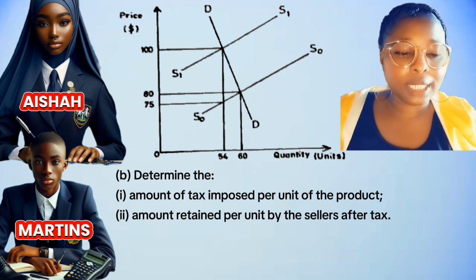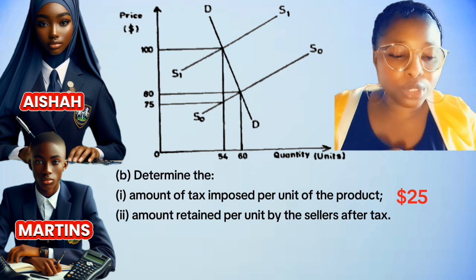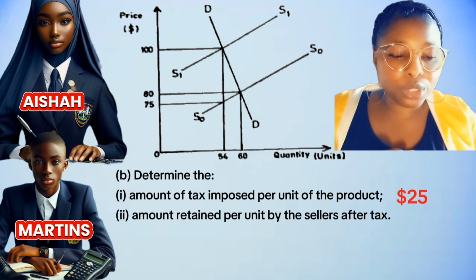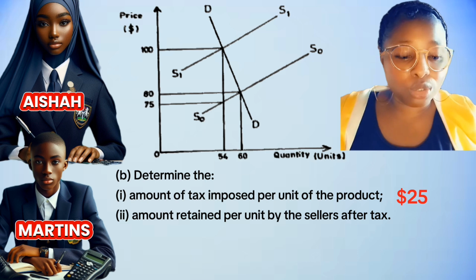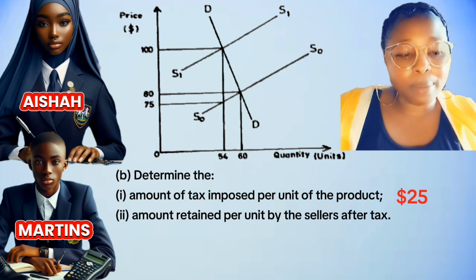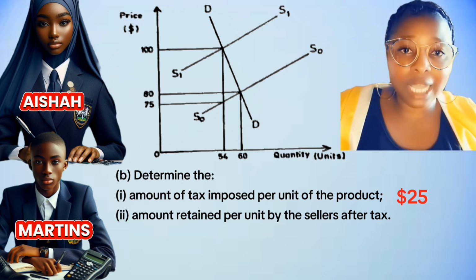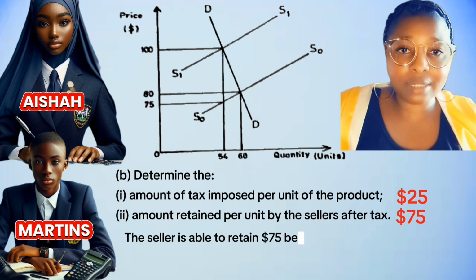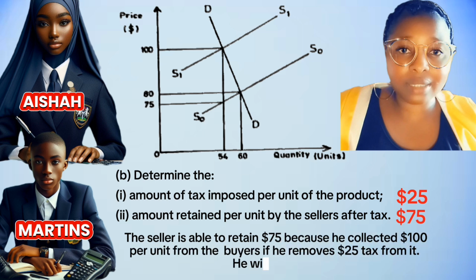1B, determine the amount of tax imposed per unit of the product. The amount of tax imposed per unit of the product would be $25. Roman figure 2, amount retained per unit by the sellers after tax. The seller is able to retain $75 because he collected $100 per unit from the buyers, and if he removes $25 tax from it, he will have $75.